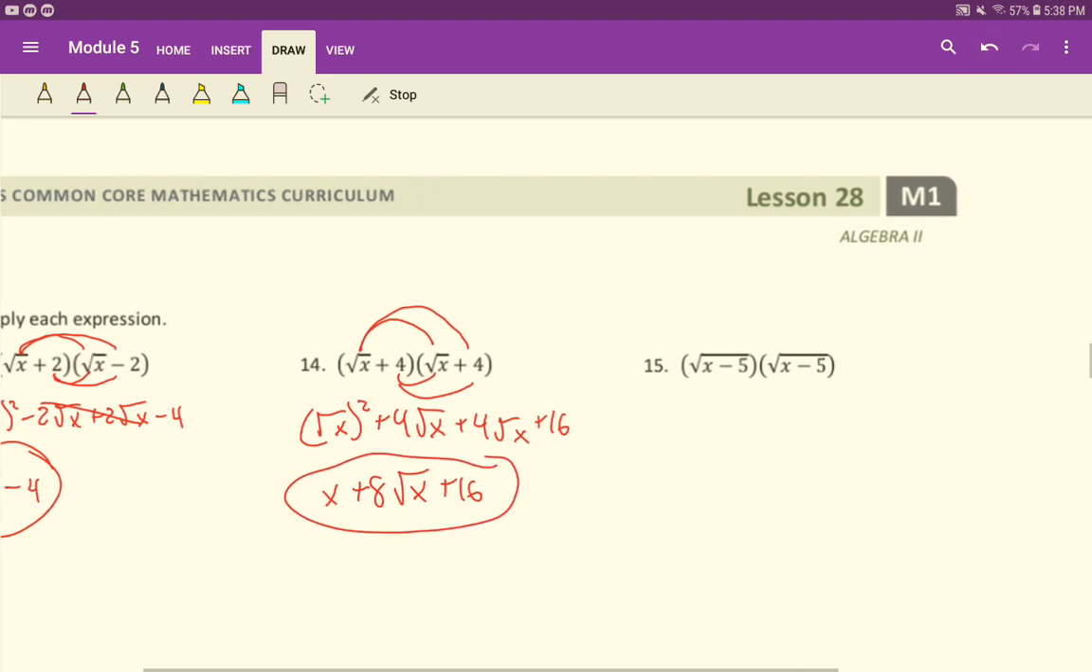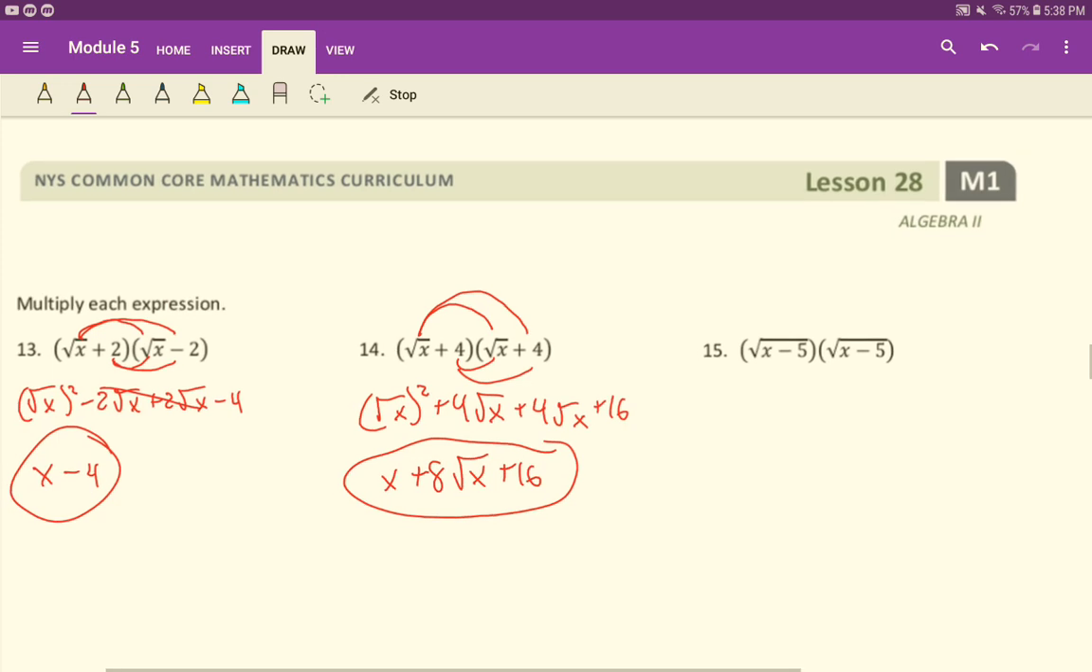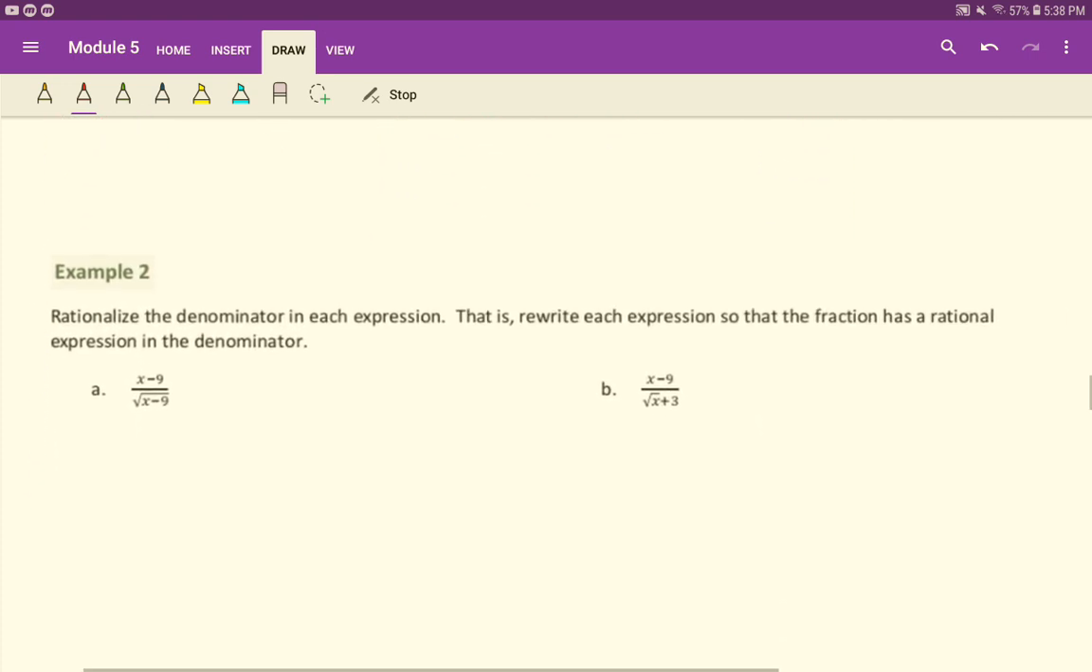Okay. 15, slight variation here in that the whole thing is underneath the square root, and this whole thing is underneath the square root. In fact, we are multiplying identical components together here. So what does that really mean? Well, when you multiply something by itself, it's the same as writing root x minus 5 squared. And when you square a square root, what happens? It cancels out. And we're left with just x minus 5. And there's our final answer. Okay, let's move on here.